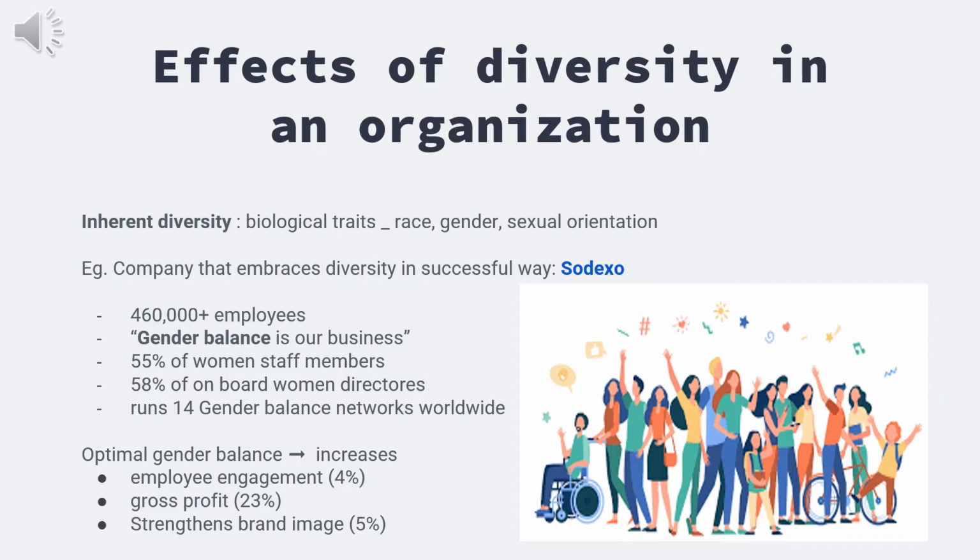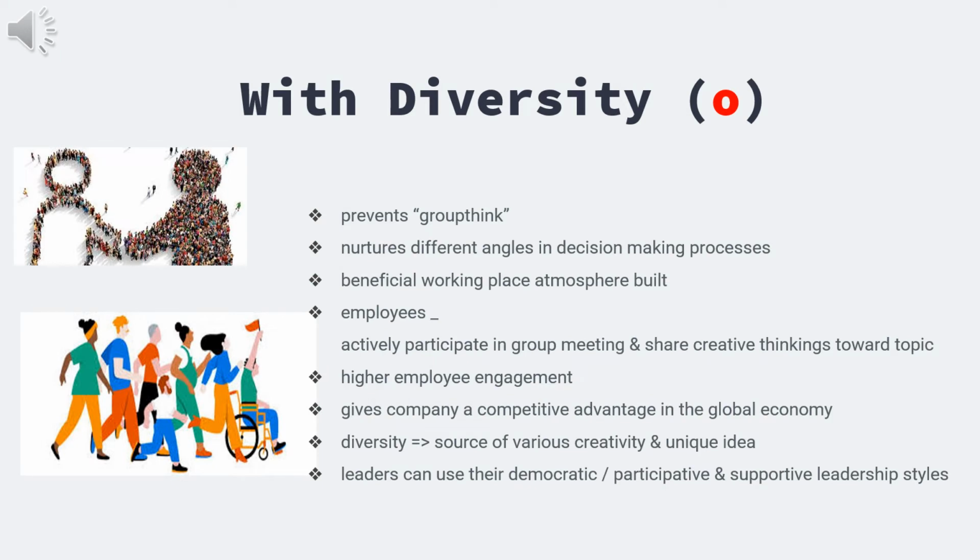They have found that when there is an optimal gender balance within an organization, employee engagement increases by 4 percentage points, gross profit increases by 23%, and brand image strengthens by 5 points. A company with diversity would help prevent groupthink, nurture different angles in decision-making processes, build a beneficial working place atmosphere, and let the employees actively participate in group meetings and share creative thinking toward the topic. It would also lead to high employee engagement. This way, the leaders would be able to use their democratic and participative leadership styles.